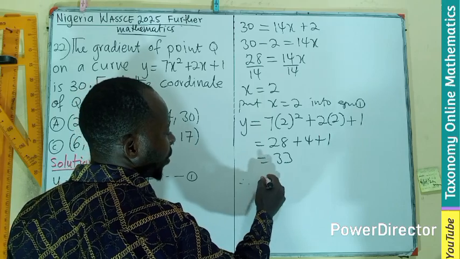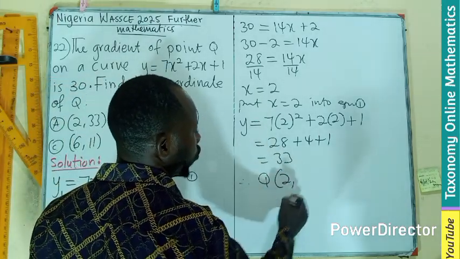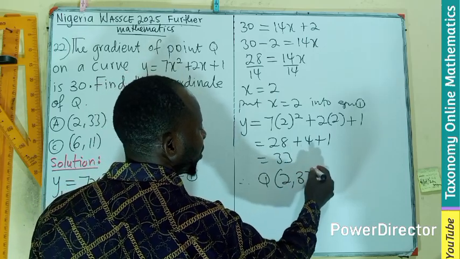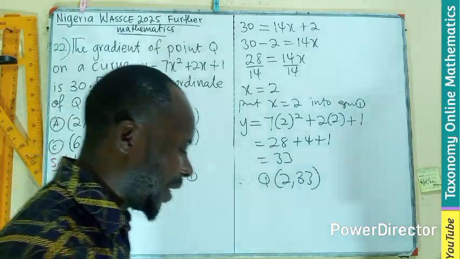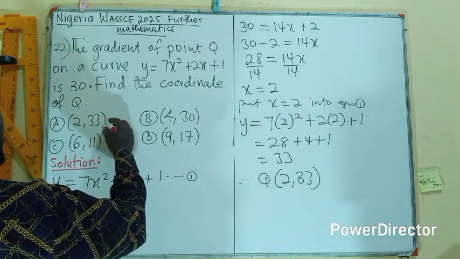So therefore, the coordinate of Q is going to be: the x value will be 2, the y value will be 33. And let's see which of the options matches. That will be option A.